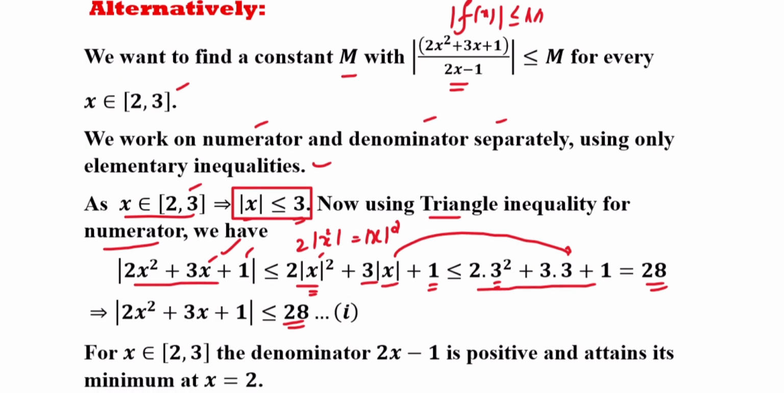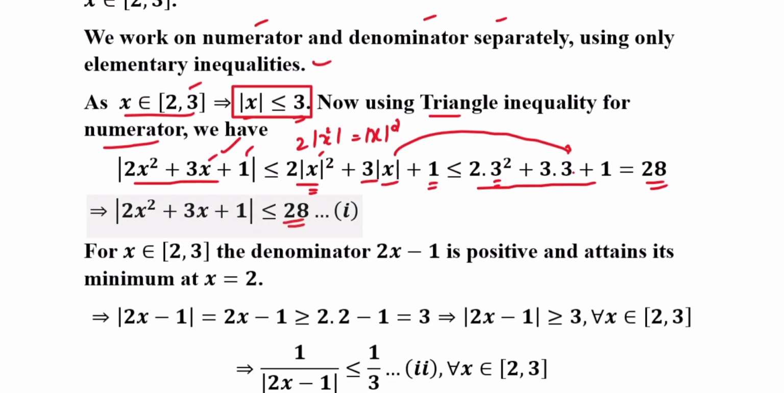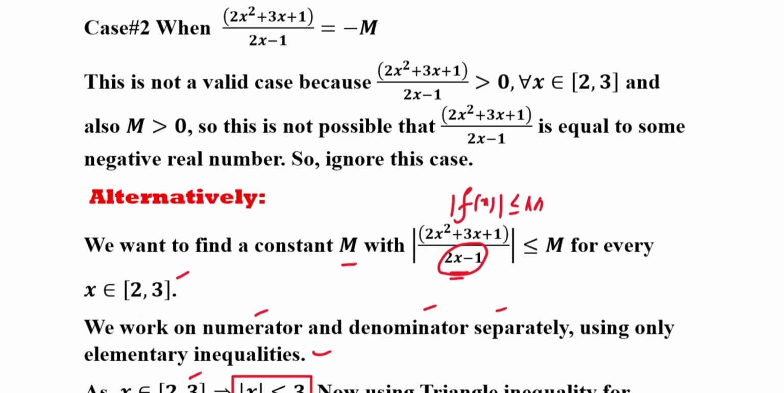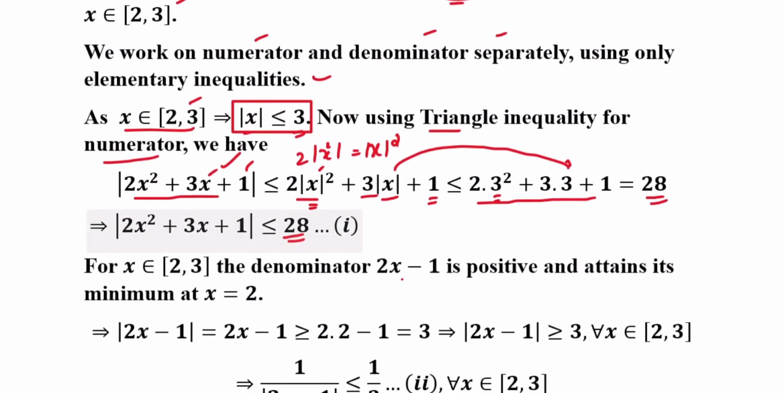For the denominator, our denominator is 2x minus 1. For the denominator, 2x minus 1 is positive for all x in 2 to 3. For example, if you put x equal to 2, the first value is 4 minus 1, which is 3. And whenever you increase x in this interval, since 2x minus 1 is a linear function, it will be increasing. So that's why 2x minus 1 is always positive on this interval 2 to 3, and attains its minimum value at x equal to 2.